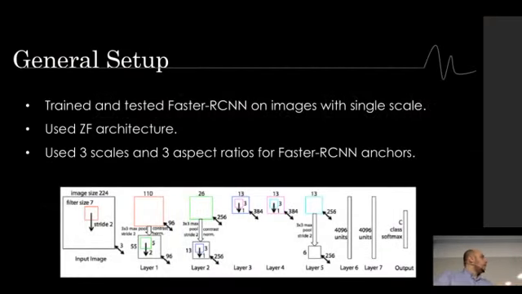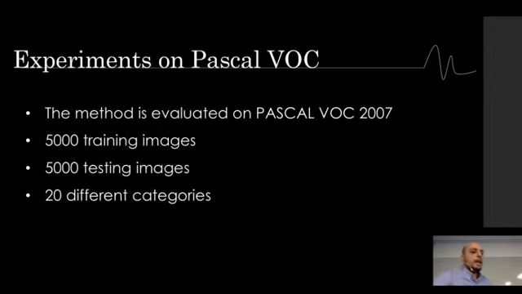Typically, we used Faster RCNN for these experiments. We used the ZF architecture. It's quite a small architecture that fits into my GPU, basically. That's just some details for people who use Faster RCNNs, so we just mention that, so you can reproduce the results.